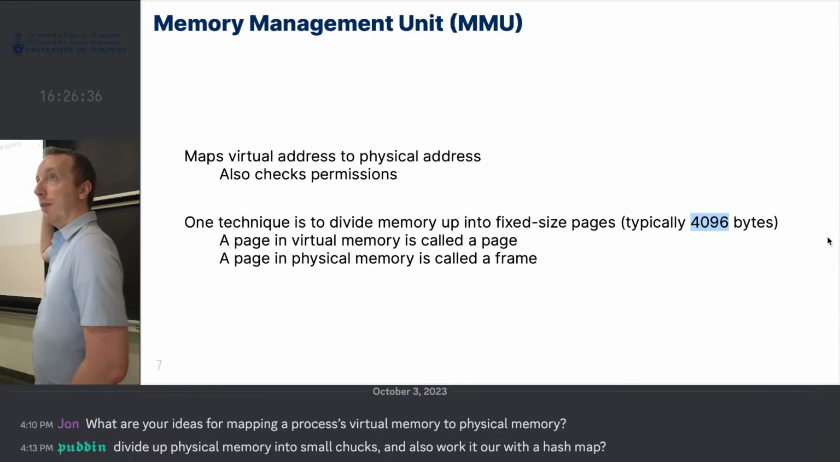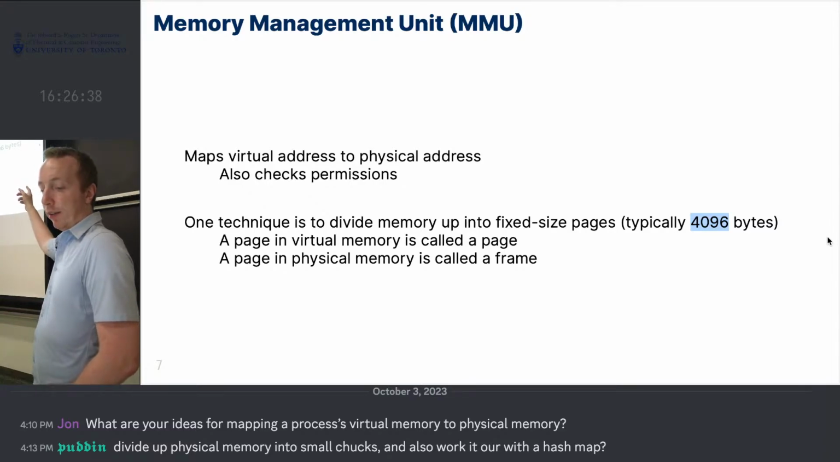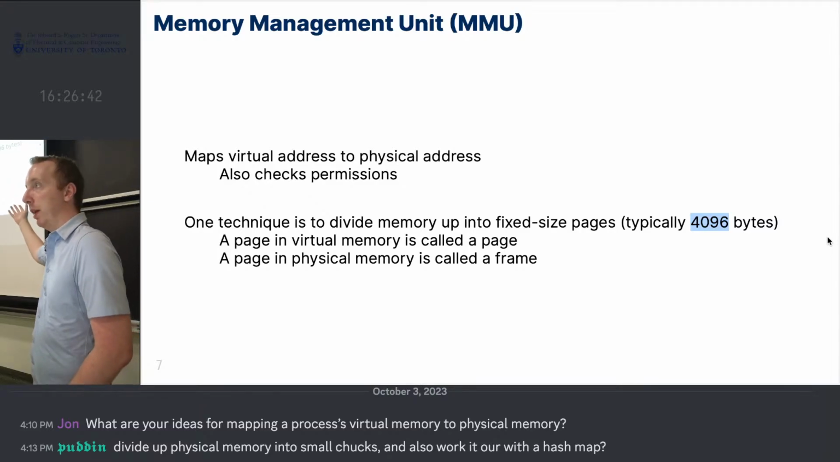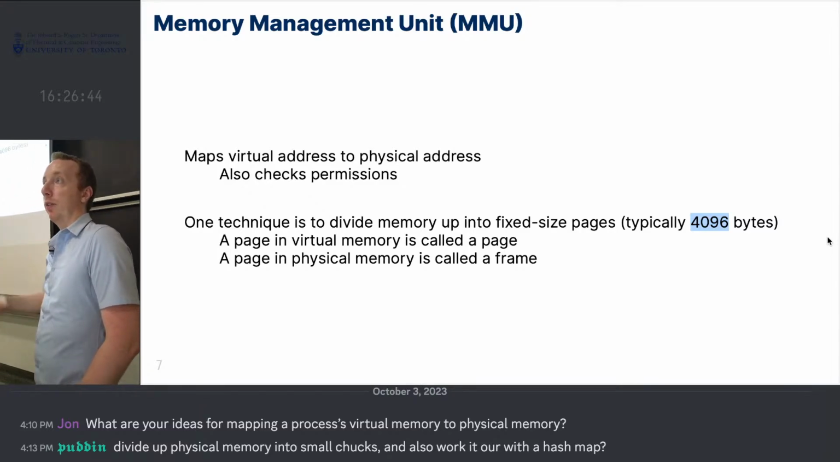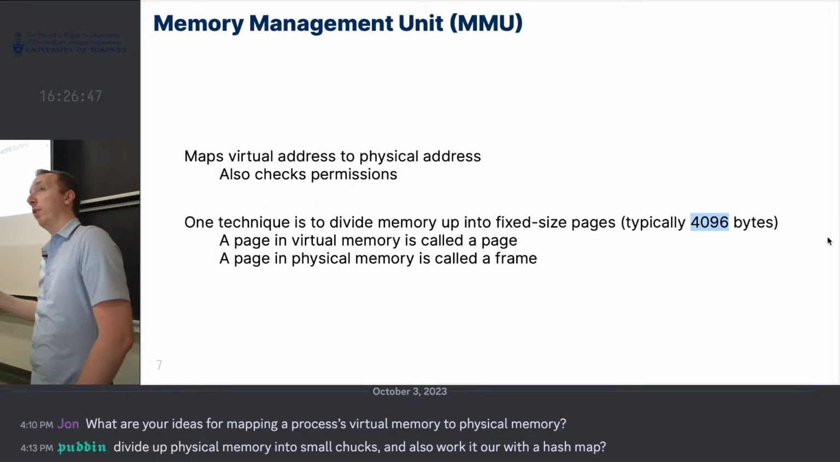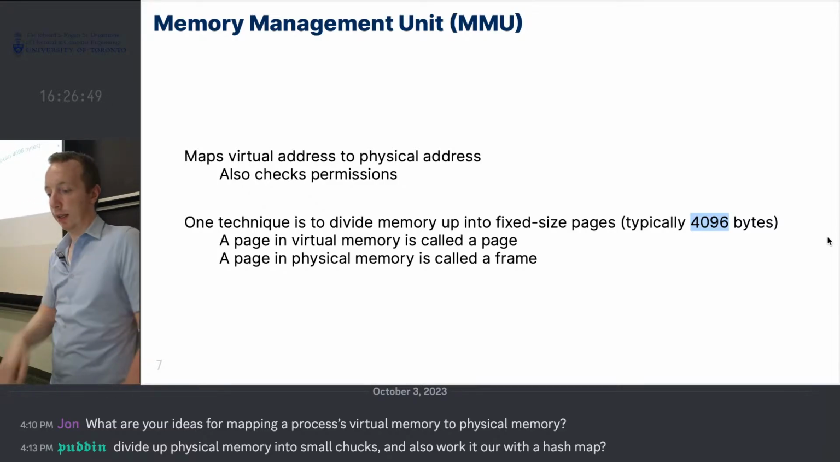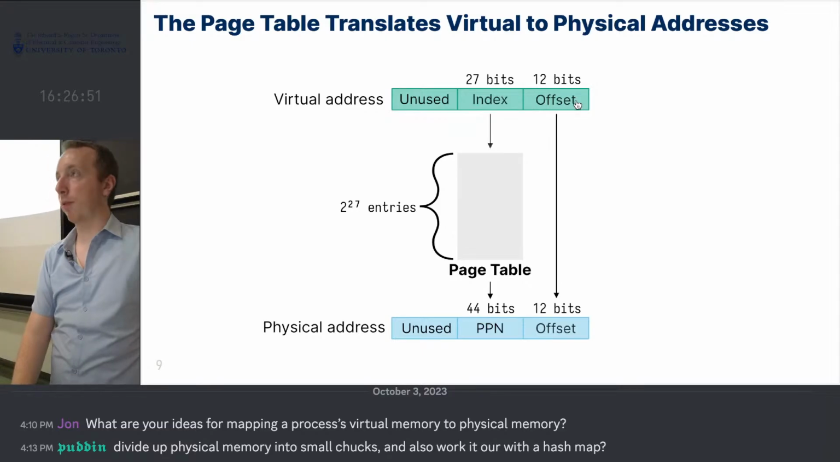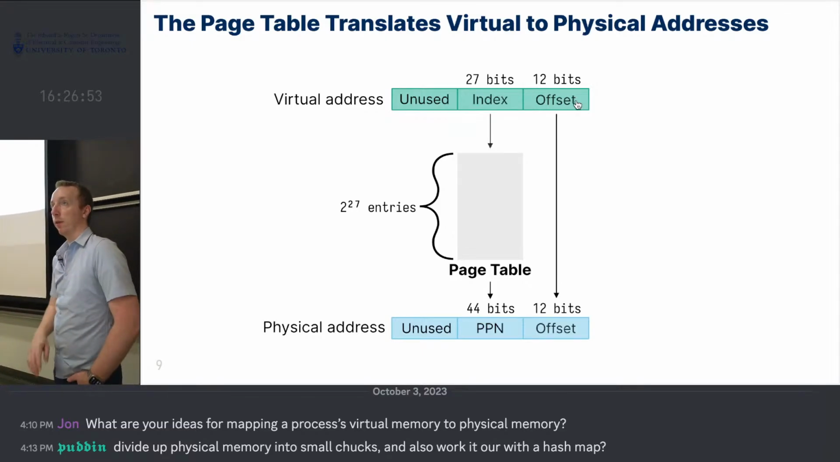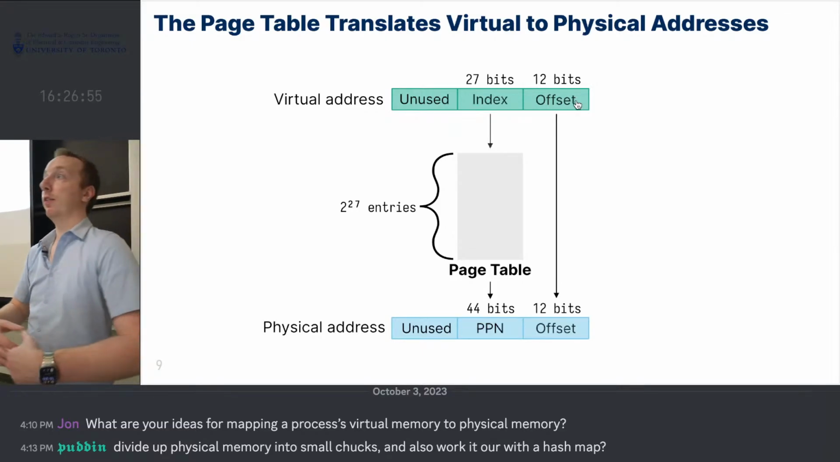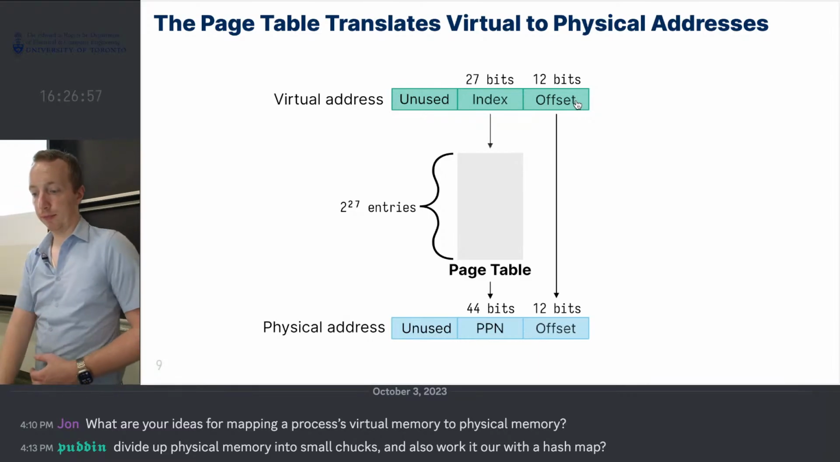So if we want to address any single byte within a page, we have to be able to address 4096 bytes. So we would need 12 bits to do that, because 2 to the power of 12 is 4096. So that's where that comes from in our offset. So the size of the offset is determined by the size of the page.